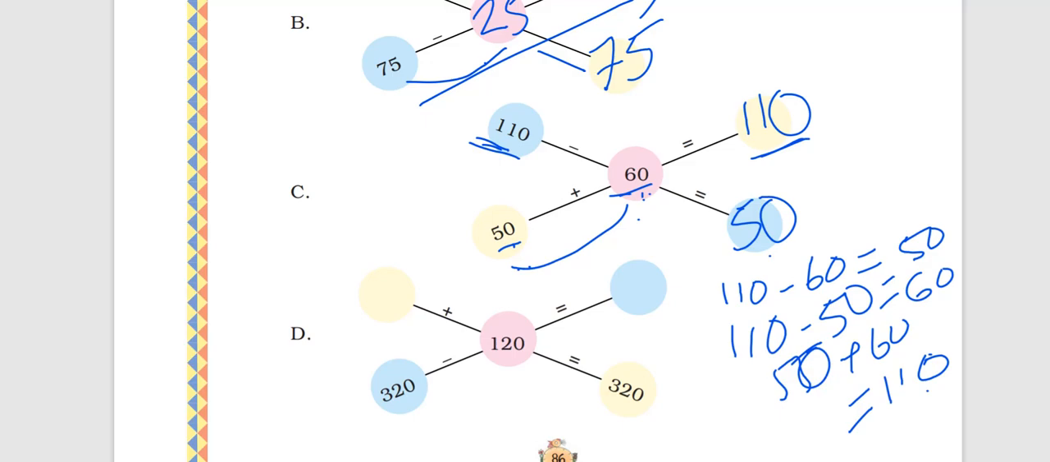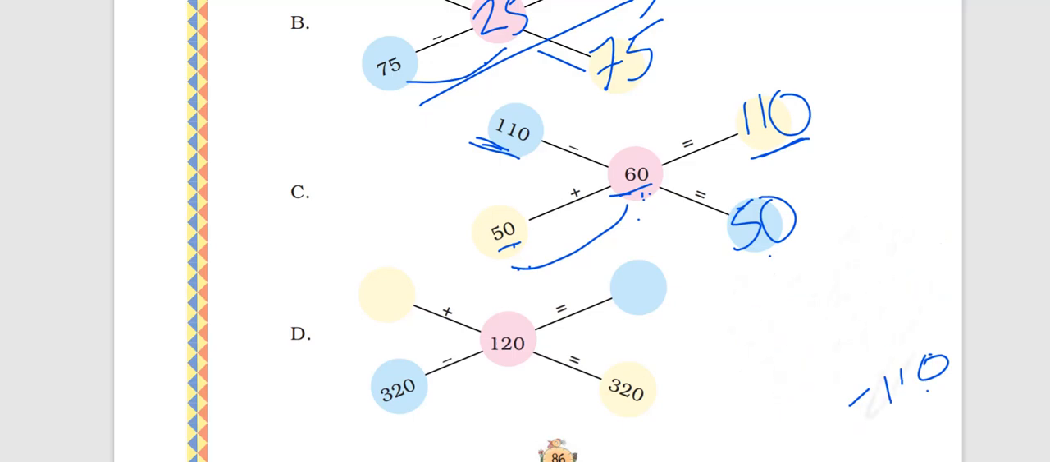Hope you got it. Now, the next one is 320 minus 120. Okay, so 320 is 32 tenths minus 12 tenths. So 32 minus 12. Let's do 32 minus 12. 32 is 3 tenths and 2 ones. 12 is 1 tenth and 2 ones.